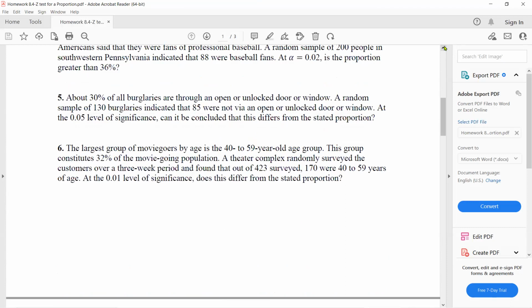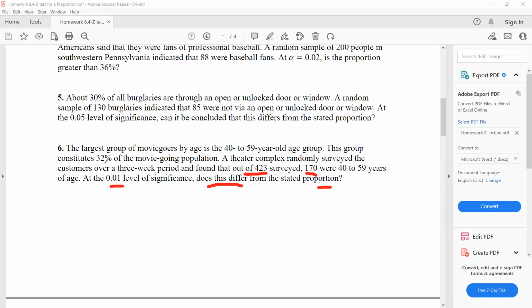The largest group of moviegoers by age is the 40 to 59-year-old age group. This group constitutes 32% of the movie-going population. A theater complex randomly surveyed the customers over a 3-week period and found that out of, now remember here, because some of you have a hard time finding n, out of 423, that's your n, that's your sample size. We surveyed 423 people. 170 fit this age group. At the 1% level, does this differ from the stated proportion?